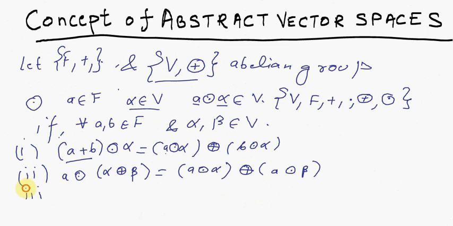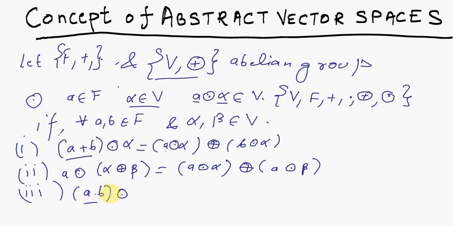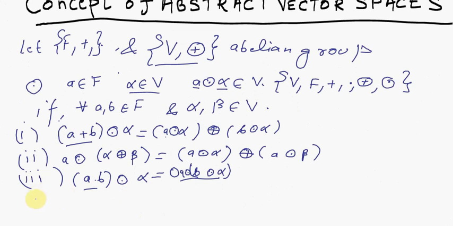Number three, if I scalar multiply two scalars, the usual scalar multiplication, and then take its result and use it to scale the vector alpha, it is the same as if I scale the vector alpha with B and then scale the resultant vector with A. Both of them are equal.